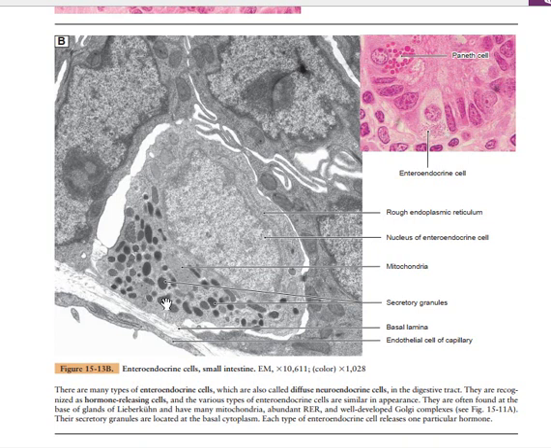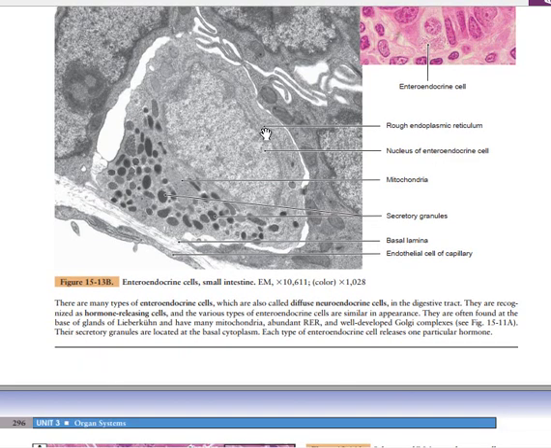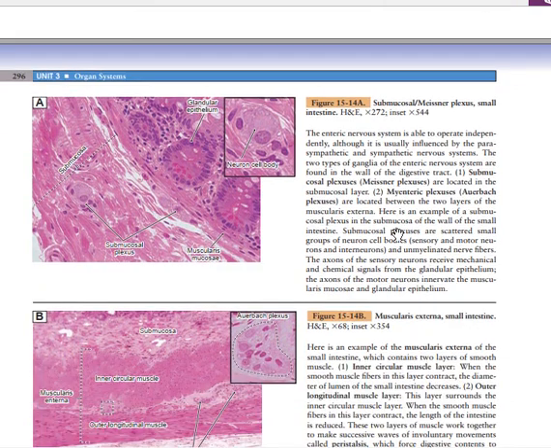Now this is a diagram of an endocrine cell. There are many types of endocrine cells. They are also called neuroendocrine cells. Is it clear? They are all hormone-releasing cells of various types. Is it clear? So those are endocrine cells. To study endocrine cells, you can use electron microscopy, where you are going to visualize the nucleus of the endocrine cell, mitochondria, secretory granules, basal lamina, and endothelial cells of capillaries.